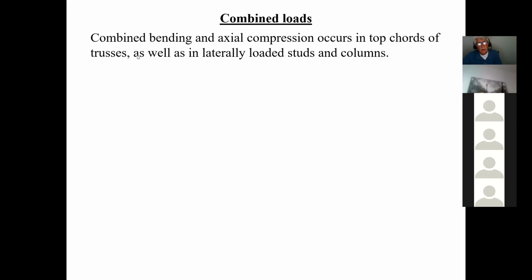combined loads. Combined loads is a situation where you have not only an axial load, in other words, tension or compression, which are axial loads, but you also have a bending moment occurring, okay, at the same time. And of course, combined bending and axial compression occurs in top chords of trusses as well as in laterally loaded studs and columns.